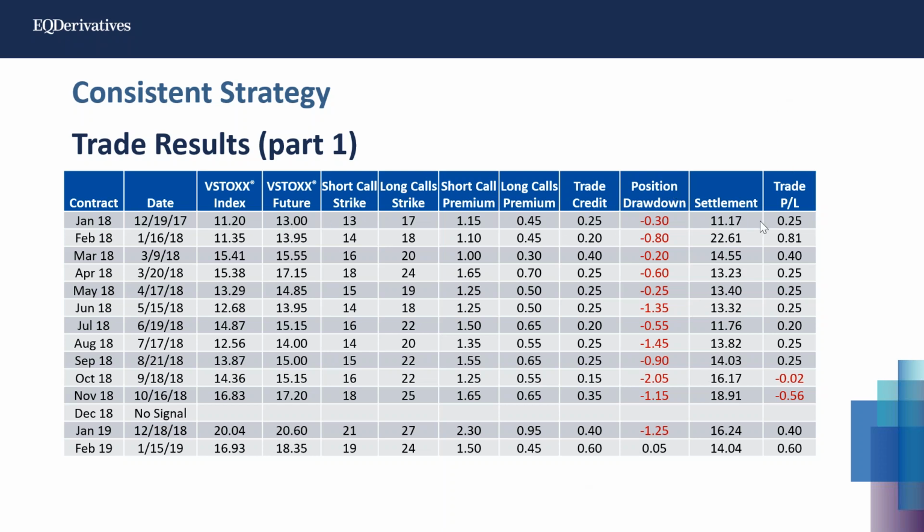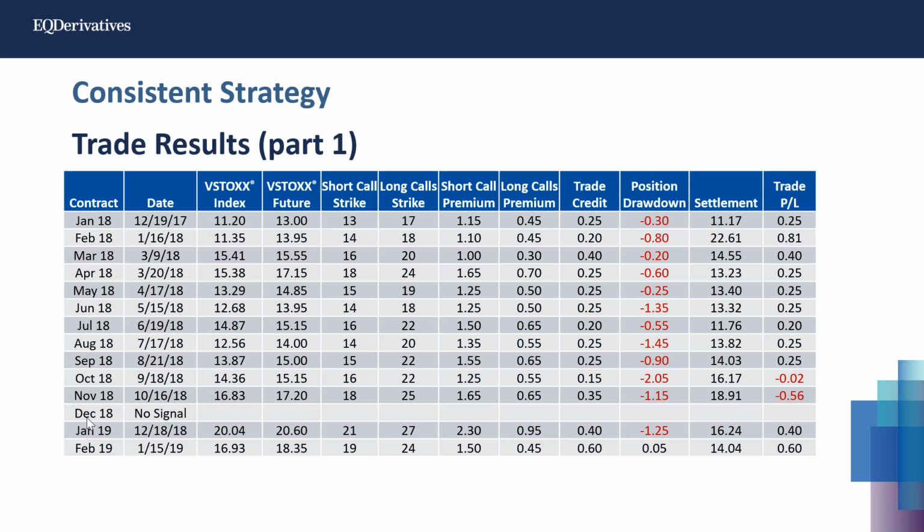So each of these trades, you can see that starting out with January of 2018, we've got the trade P&L of 25 cents. We actually had an 81-cent gain on the one in February, and that occurred because we had a volatility event. We actually settled at a point to the upside where the trade made a little bit of money. Also notice just about every one of these trades had some sort of drawdown over the life of the trade, which I found interesting.